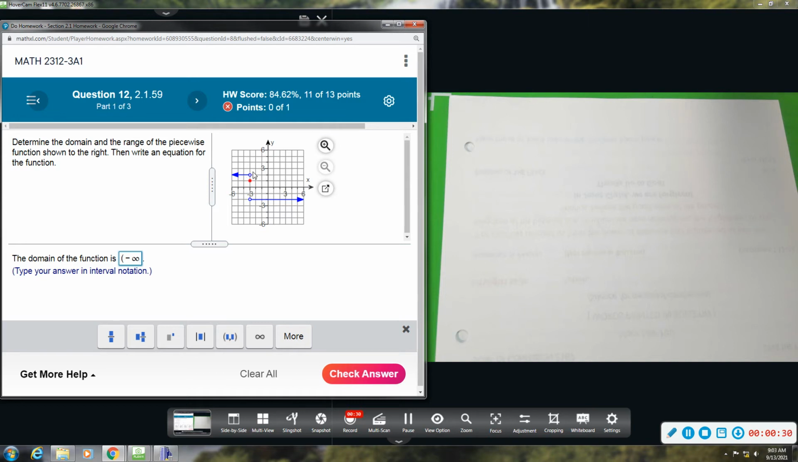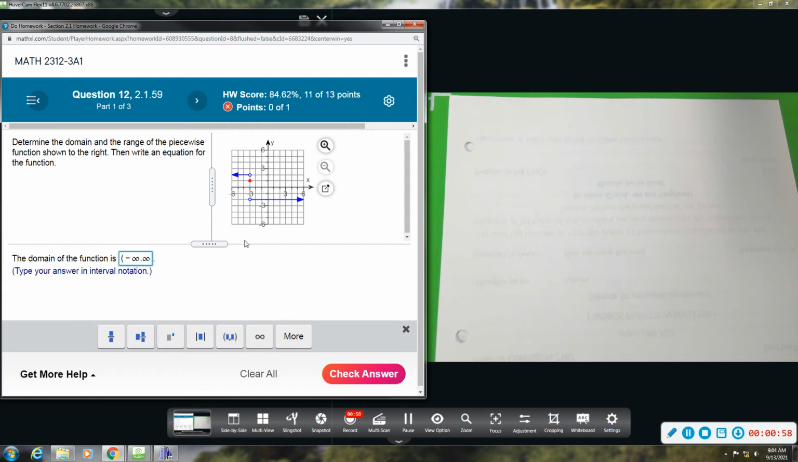The open circle indicates I don't get a point from this line, but it does have a removed point that does give me an x value that corresponds, a y value that corresponds to -3. So it's like the graph is continuous, hits this point, and then it picks back up and goes all the way to positive infinity. So our domain, we get every x value from negative infinity to positive infinity.